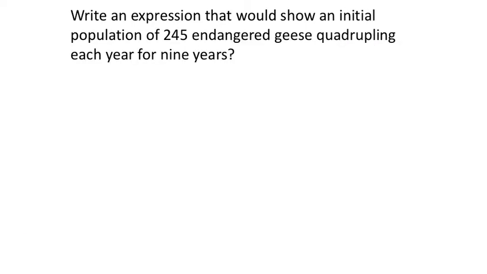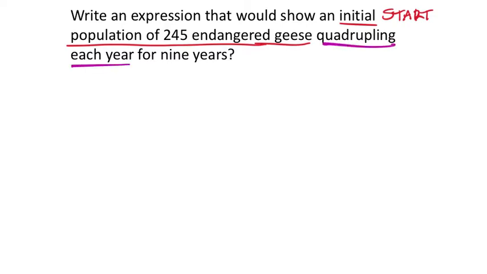Write an expression that would show an initial population of 245 endangered geese, quadrupling each year for 9 years. So first off, it says you got some kind of initial population here. Initial means that you're gonna start with this many endangered geese. But then it says that that population, we're gonna quadruple it each year for 9 years, right? So quadruple means that right here, we're gonna multiply by 4. Quadruple, quad is 4. So multiply by 4 here. And we're gonna do this every year for, again, 9 years, all right?